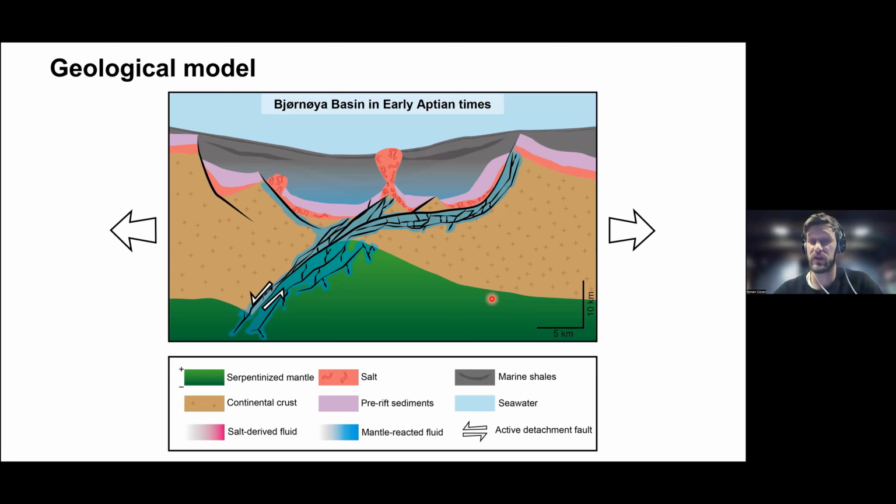And I defended that the seawater from this marine shale was going through the upper mantle in a detachment fault and reacting with it, giving rise to serpentinization and higher salinity of residual fluids. That would explain the seismic and the resistivity model from 3D MT inversion.